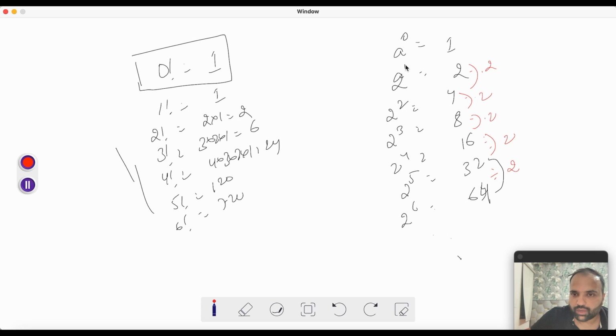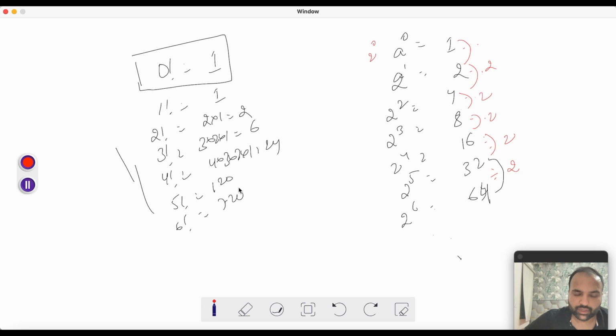Now power 1 is 2. Again we are going a power back, to 2 to the power 0. So we are dividing by 2 again, and this is how we reach it. And this works for negative powers as well: 2 to the power minus 1 is 1 by 2, then 1 by 4, and it keeps going.